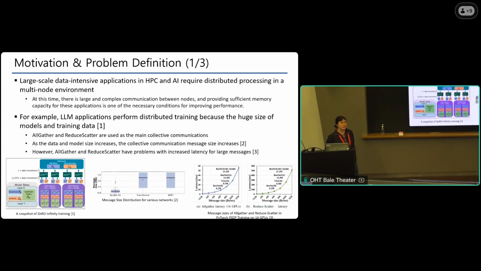Large-scale data-intensive applications in HPC and AI require distributed processing in a multi-node environment. At this time, there is large and complex communication between nodes, and providing sufficient memory capacity for these applications is one of the necessary conditions for performance improvement. For example, LLM applications perform distributed training because of the huge size of models and data, and all-gather and reduce-scatter are used as the main collective communications. As the data and model size increases, the collective communication message size also increases. However, all-gather and reduce-scatter have problems with increasing latency for large message sizes.